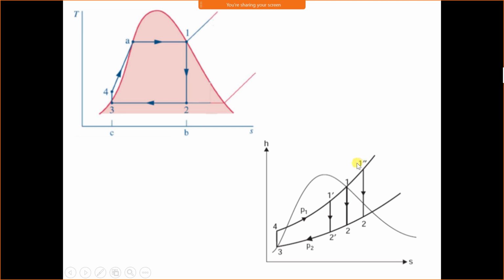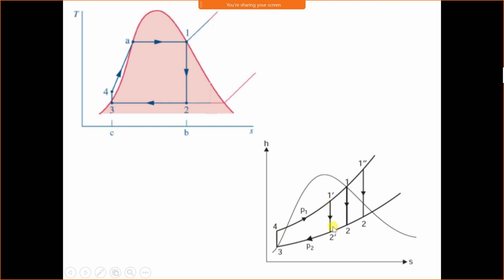Consider superheated steam enters the turbine. Superheated steam enters the turbine, and isentropic expansion takes place in the turbine from 1 to 2. Here you can see that the area inside this curve increases. It means work output also increases.